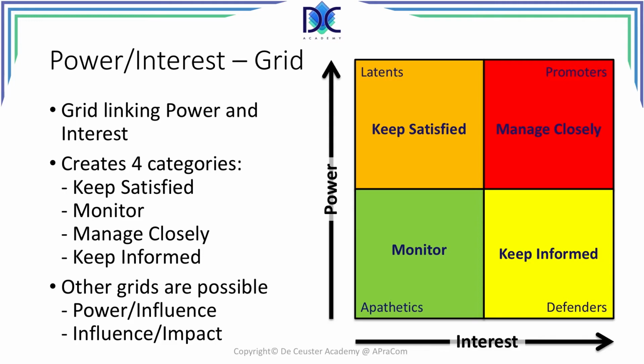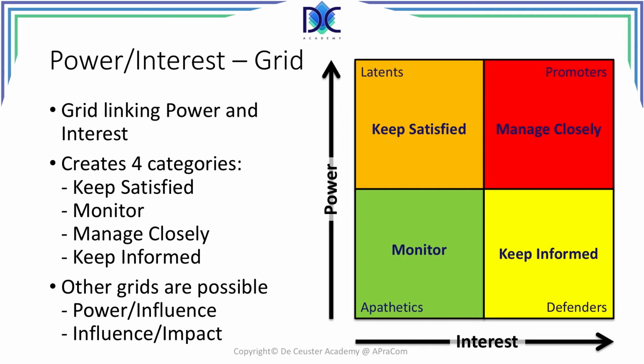Now, when we look at those grids, we can identify 4 quadrants. When we have people with a high interest and high power, those are the people we have to manage closely. Those are typically what we would call the promoters. It is very important that these people are in favor of the project.